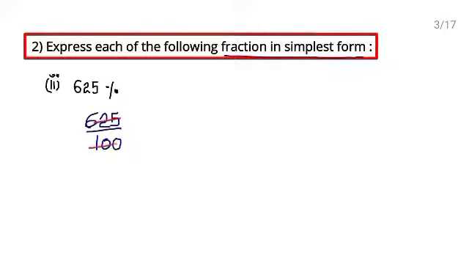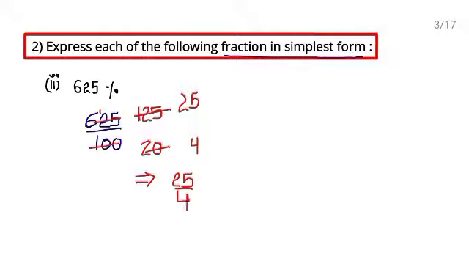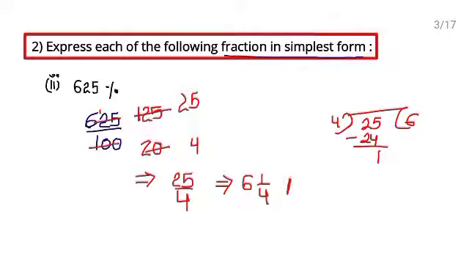Now check, numerator and denominator both are divisible by 5. So cut them. 5 ones are 5, 1 is remaining. 5 twos are 10, 5 fives are 25, 5 twos are 10, 0. Again by 5. 5 twos are 10, 5 fives are 25, 5 fours are 20. So in simplest form, this is 25 upon 4. Now this is an improper fraction, so you can write it as mixed. Divide 25 by 4. 4 sixes are 24. Remainder is 1. So you can write it as 6 whole 1 upon 4. This is your answer.